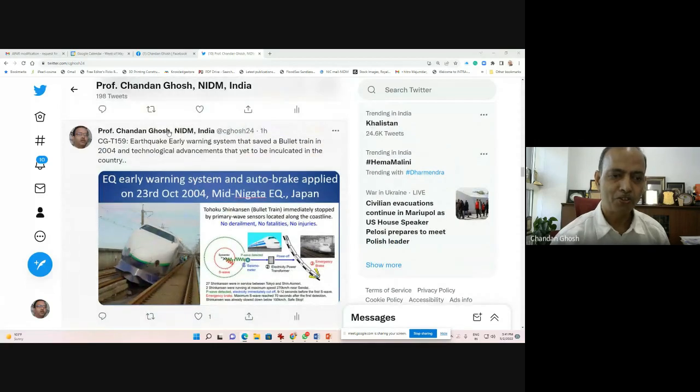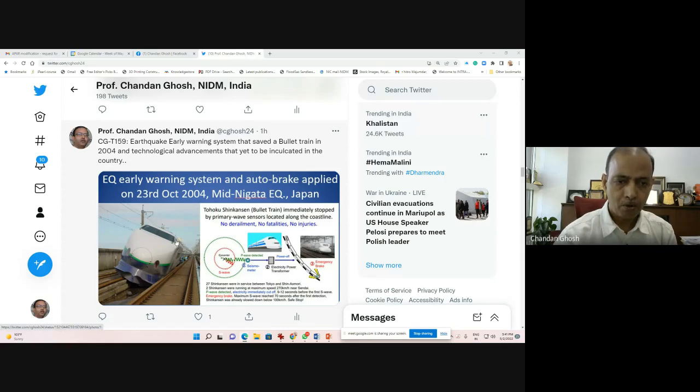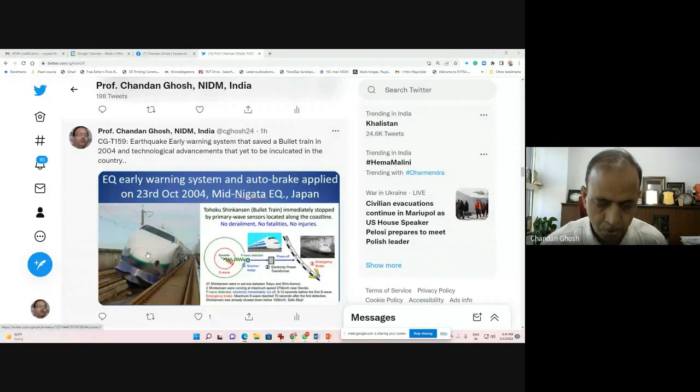Then another part is the earthquake early warning system that saved a bullet train like this one in 2004. Now it is 2022, and the technological advancement is yet to be inculcated in the country. I am showing this photograph since I was there at that time, 1,000 times I have shown it. But we are not even an inch closer to adopting such a system of applying automatic brakes to a train, which they did more than 2 decades ago. They have all the system.